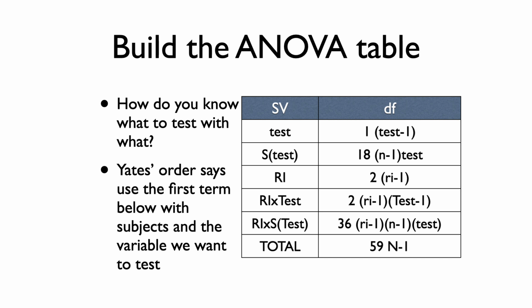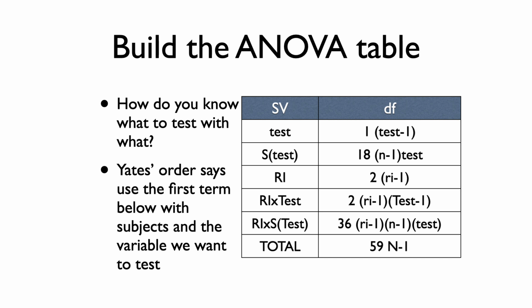There are 10 subjects in each group. That's what little n is. Times the number of levels of test. So that's 9 times 2 is 18. Oh, that's what I wrote right there. And this one here, 2 times RI minus 1 times test minus 1. Oh, sorry, that's going to get you 2, because RI minus 1 times test minus 1 is going to give you 2, right? Because there are 3 retention intervals and 2 test terms. So 2 times 1 is 2.